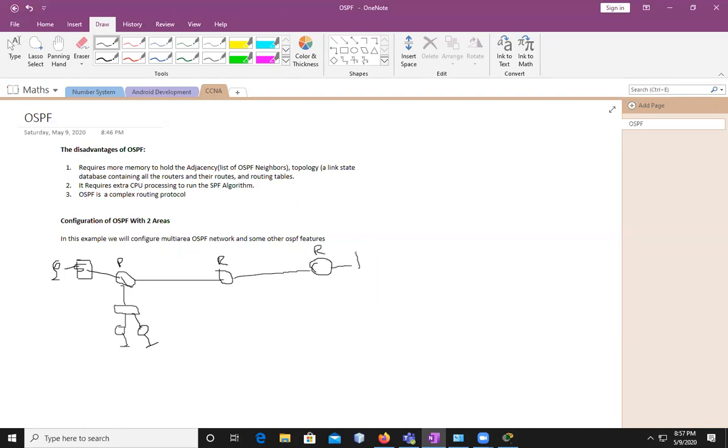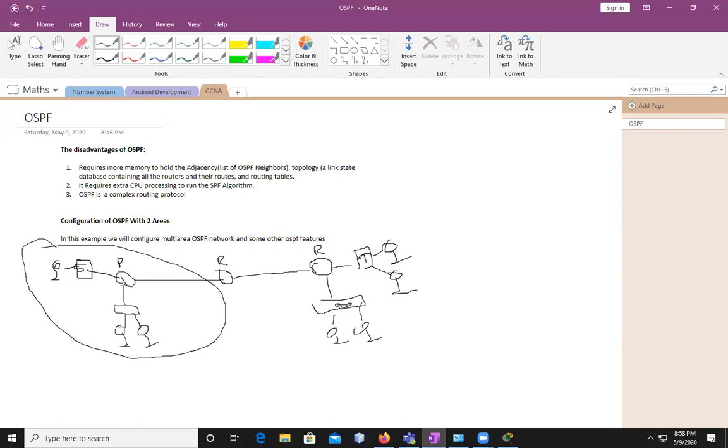And here we have also a switch, and there are devices, hosts. So we have one more particular subnet. It depends upon you how many subnets you want to connect to each particular router. So this is one network up to here, and this is another network.